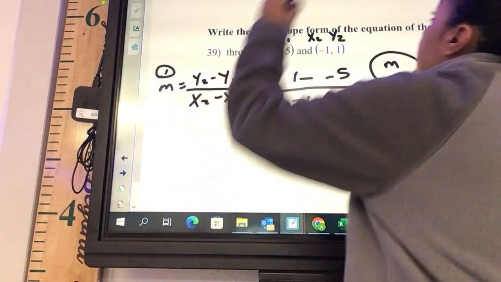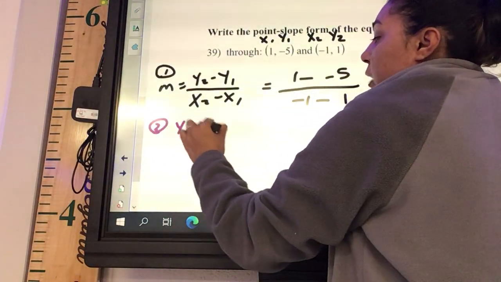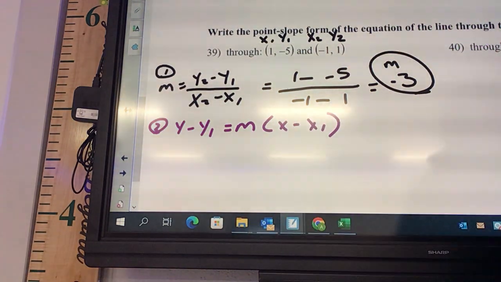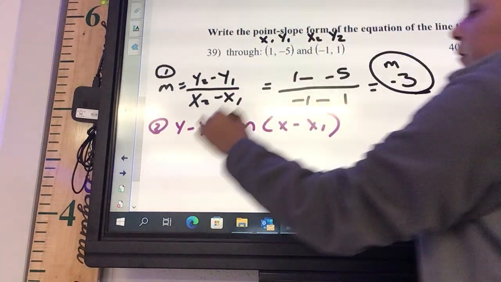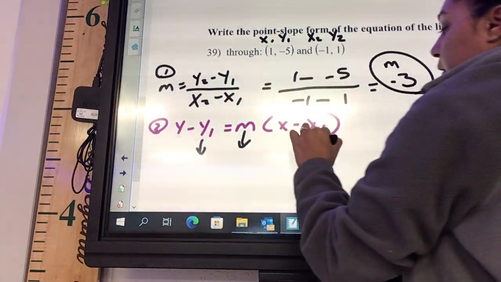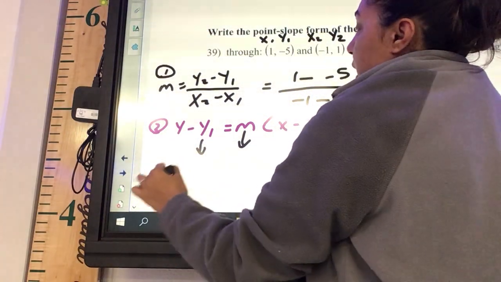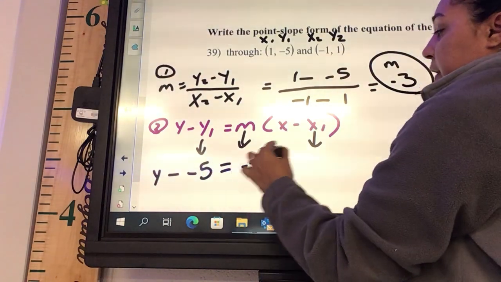And then we have to use this formula: y minus y1 equals m times x minus x1. Same thing. What's my y1? So it's going to look like y minus negative 5 equals negative 3 times x minus 1.